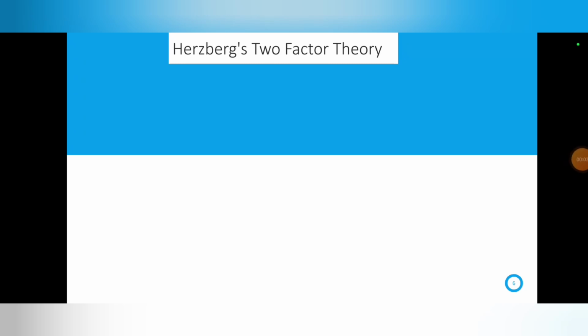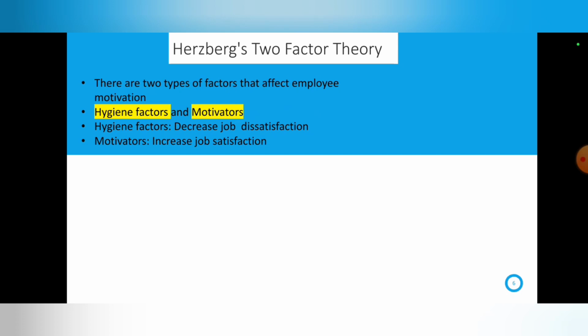Okay, so now let's look at the last of the needs theories. That's Herzberg's two-factor theory. This theory takes a different dimension from the previous two, and it's of the view that there are two types of factors that affect employee motivation. We have the hygiene factors and motivators. Hygiene factors are the conditions that decrease job dissatisfaction when they are met, and motivators are the conditions that, when they are met, increase an employee's job satisfaction.